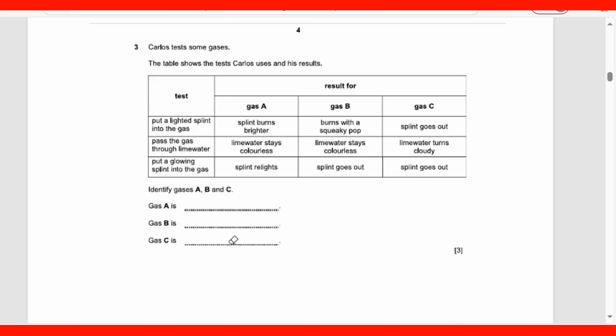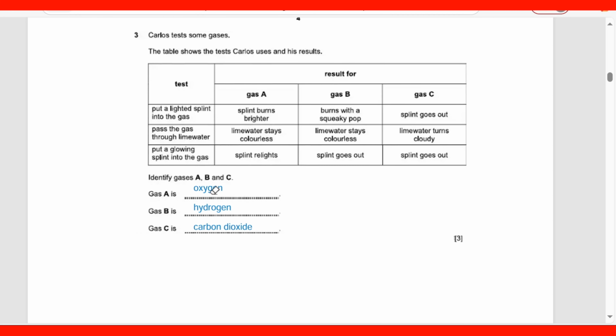Okay, we need some more time. You may pause this video. So here's the answer. Gas A is oxygen. So this one, a lighted splint into gas, is the key that it is oxygen. While gas B is hydrogen, we can see that this one burns with a squeaky pop. That is the specific test for hydrogen gas. Now gas C is carbon dioxide. For carbon dioxide, the typical test is lime water turning cloudy.